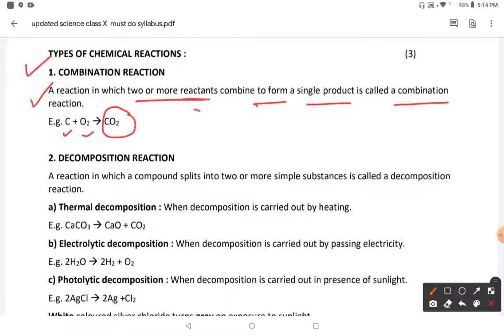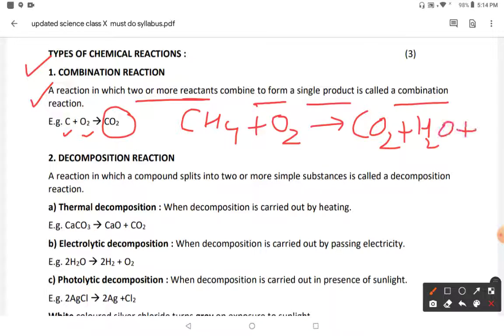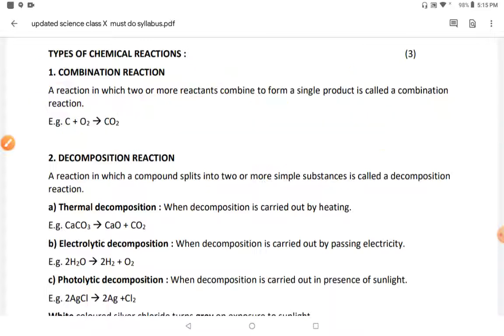Similarly, there is another example, methane. When methane is burnt in the presence of air, it produces carbon dioxide plus water plus lots of heat and light. Heat and light energy is produced. So methane and oxygen are called reactants, and carbon dioxide, water, and heat and light are called products. So two or more reactants combine together to form two or more products. It is not necessary that only a single product is formed, two or more products can be formed in the reaction. So this reaction is called combination reaction.